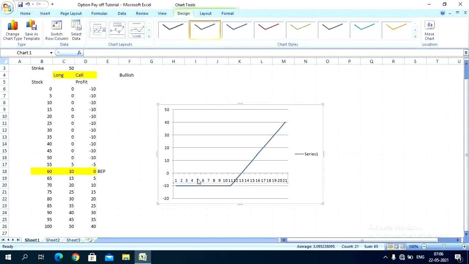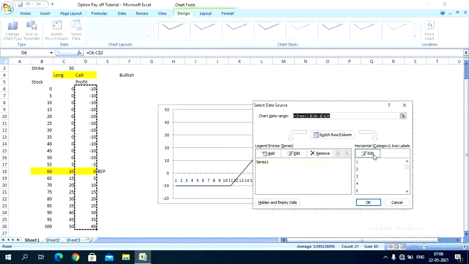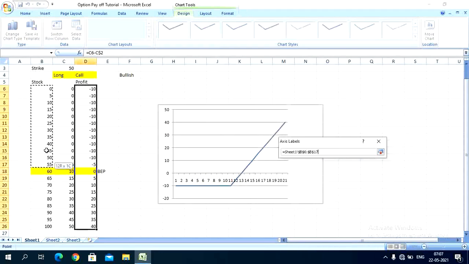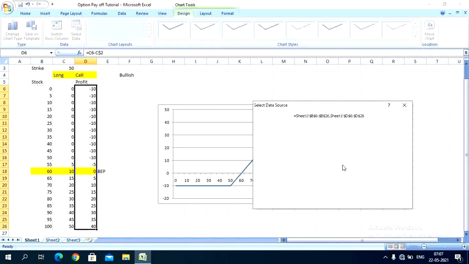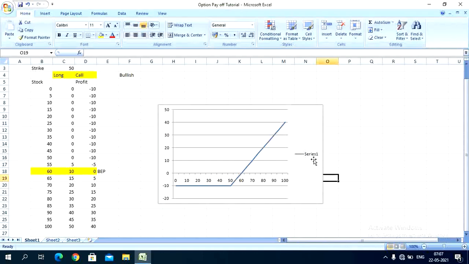So what I can do is I can change, okay, or select the data. Okay, great. Then here I can click on edit. Okay, then I can select this. Okay, so then press OK. Here it would be looking like this. See, this is your payoff diagram, and this one you can rename the series like it is long call. You can rename it or you can let it be like that.